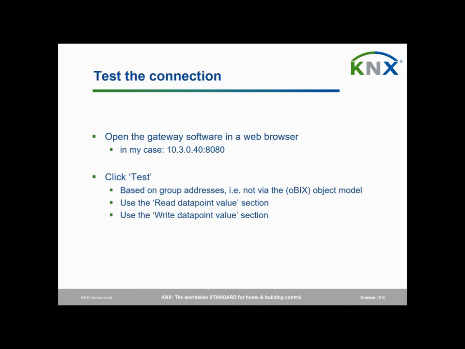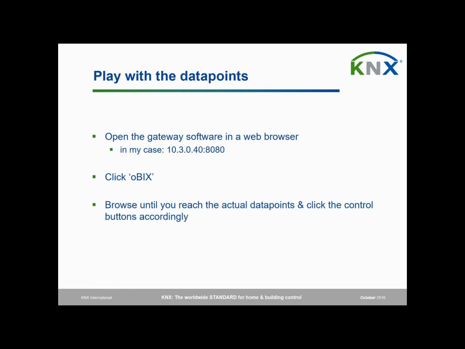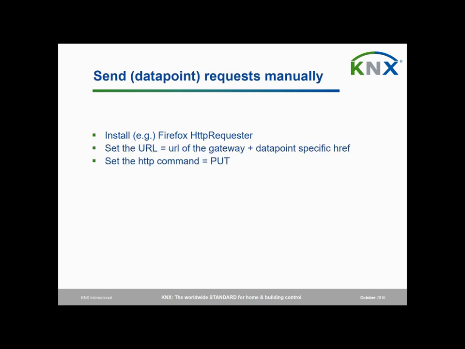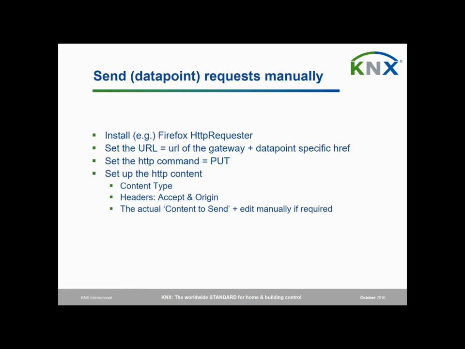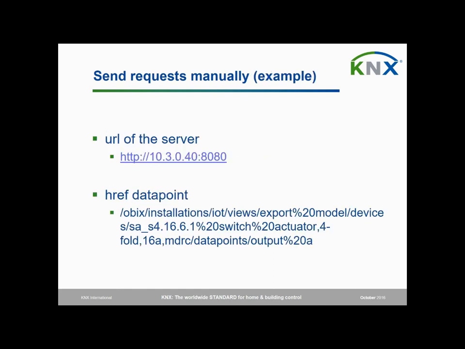And then you should be able to test the connection, to browse through the object model, and to play with the data points. And the ultimate step is to send data point requests manually. That could be done, for example, with the Firefox HTTP requester, which is free software, free of charge. Some details on this. And here an example.